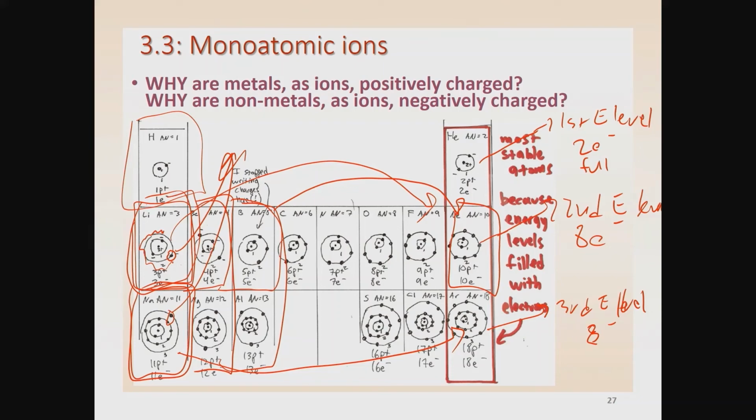Now, again, let's go back to the end of the periodic table. The noble gases, they all have stable electron configurations. So let's consider fluorine.